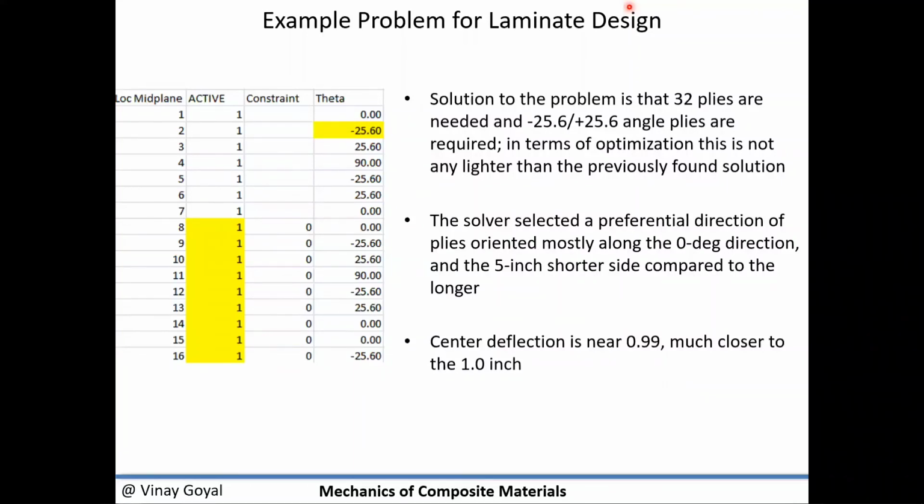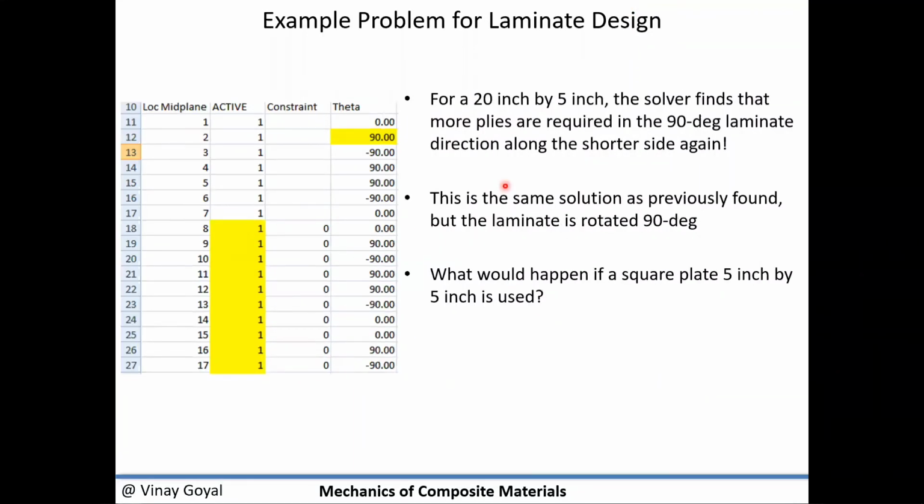So going back, we could switch around and make it 20 by 5 inches instead. And so now you will notice I need 90-degree plies. And again, why it got rotated is because I need to have 90-degree plies along the short edge. And that's why that happened. But it's the same solution as I found before, but rotated 90 degrees. And what will happen if I use a square plate?